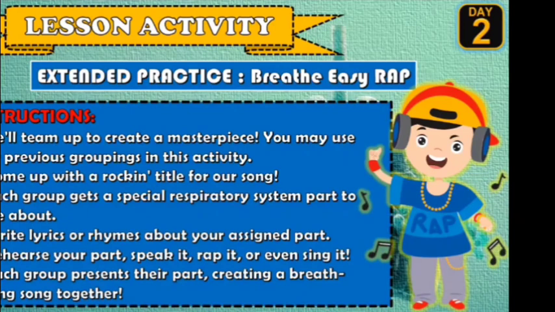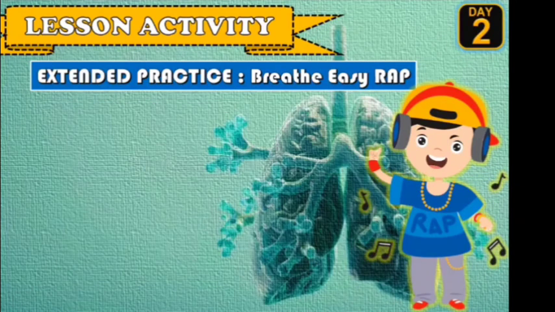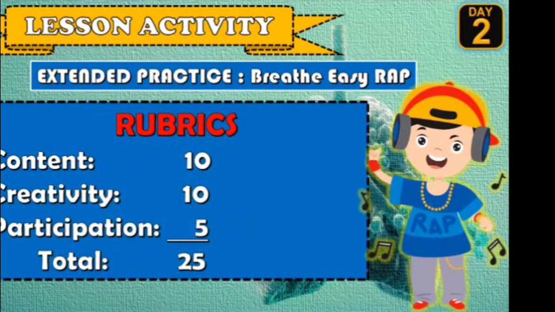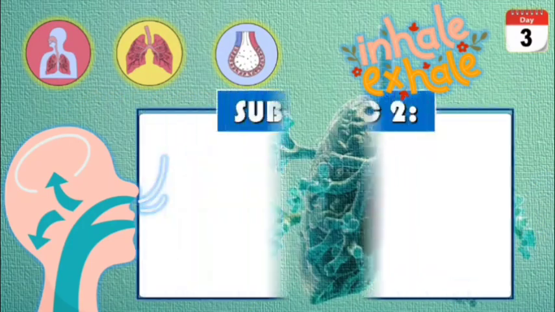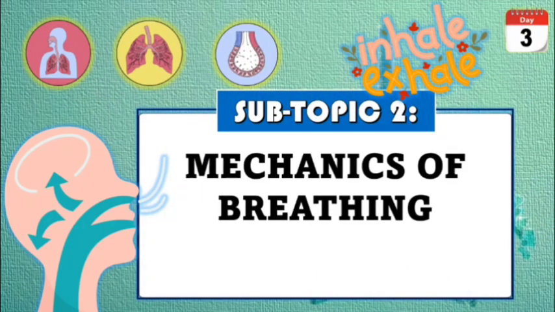Number 5, rehearse your part, speak it, rap it, or even sing it. Number 6, each group presents their part, creating a breathtaking song together. These are the rubrics: content, 10, creativity, 10, participation, 5, for a total of 25. Day 3. We have subtopic number 2, mechanics of breathing.